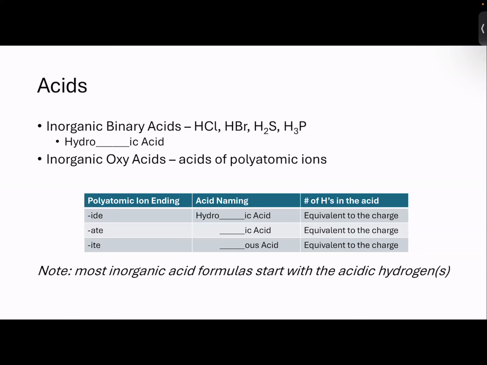So HCl is hydrochloric acid. HBr is hydrobromic acid. H2S is hydrosulfuric acid. H3P is hydrophosphoric acid. Again, those are your inorganic binary acids, and they get the hydro-ic acid naming.